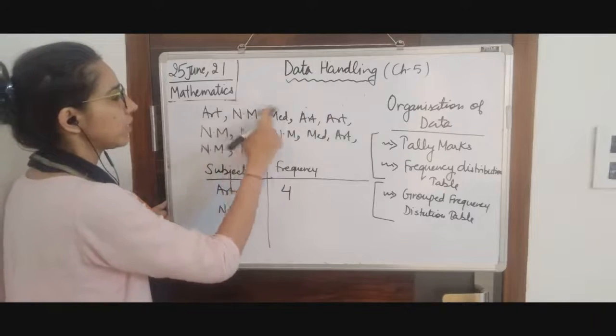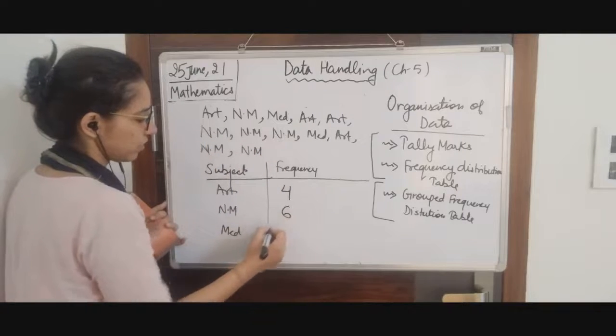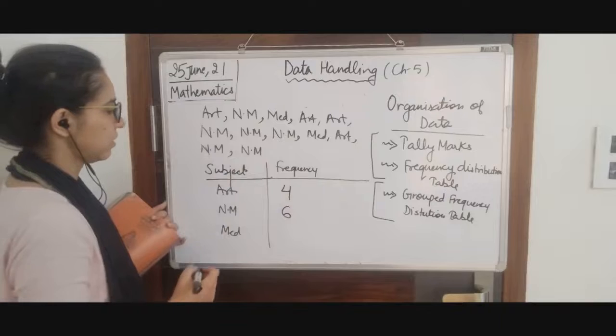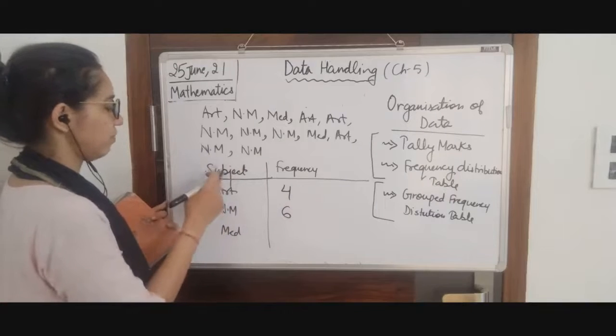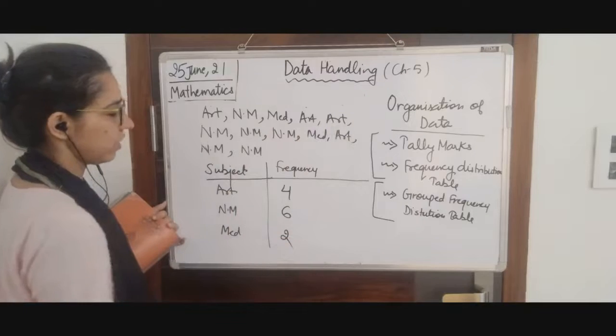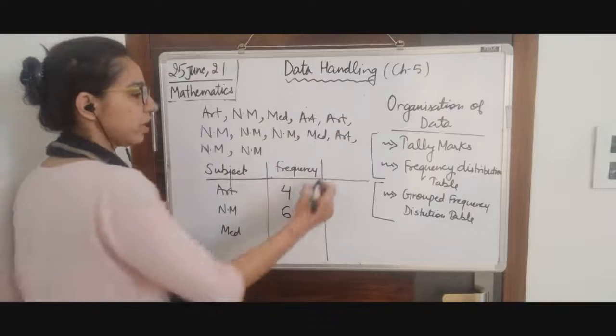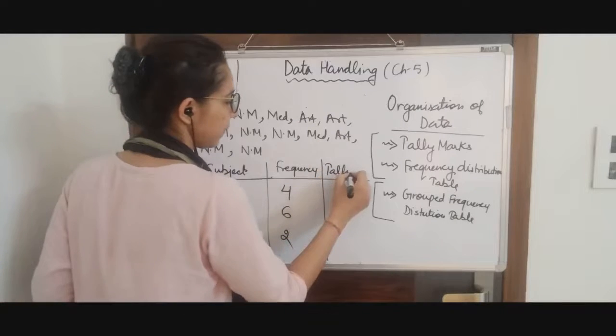Then non-medical, 1, 2, 3, 4, 5, 6 times. So the frequency of non-medical is 6. Then we have medical, 1 and 2. So it is having frequency 2. Now how do we represent tally marks?